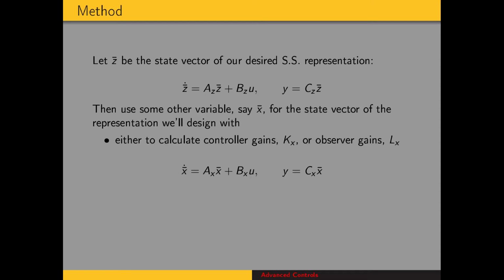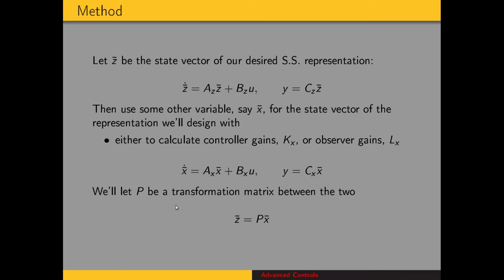Now we're going to introduce another state space representation, and this is one that we'll use to calculate our controller or our observer. And for that we have a state vector, we'll call it x bar. And like I said, we'll use this state space representation to calculate the controller gains K sub x or the observer gains L sub x. And here's the state space representation using x bar, and you can see that the state, input and output matrices have the subscript x indicating which representation they go to. Again, this is the same system but two different representations.